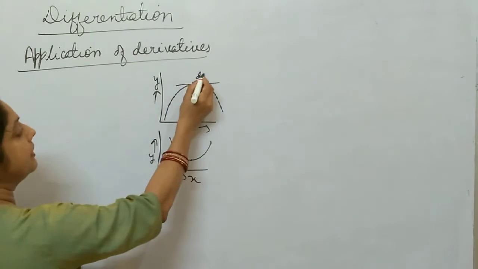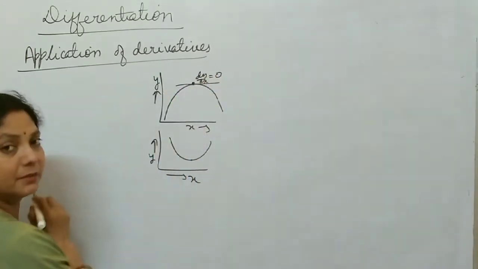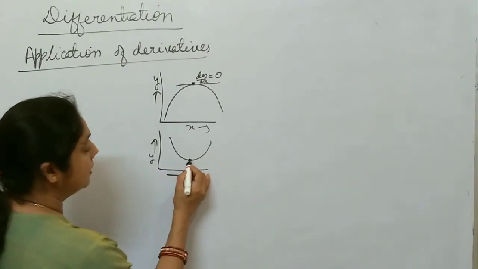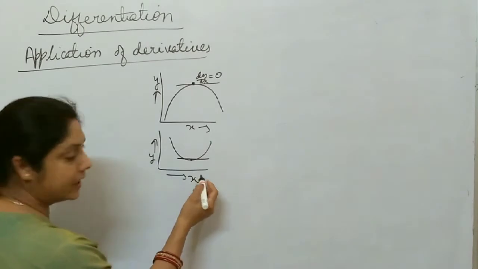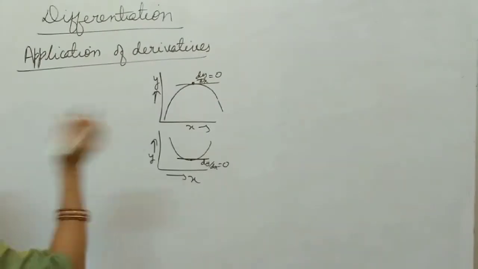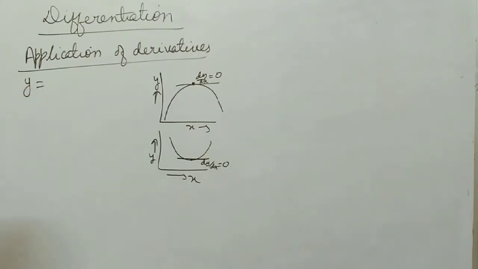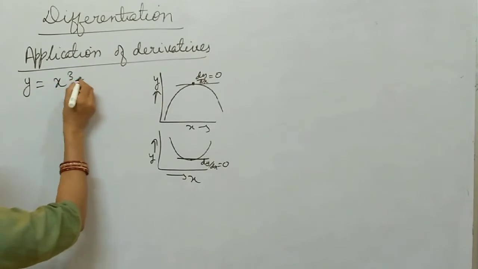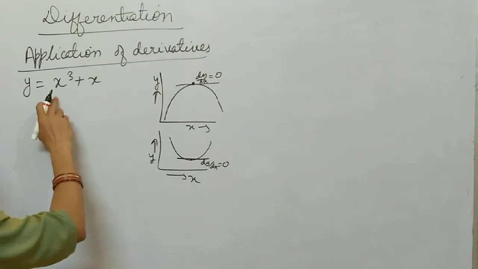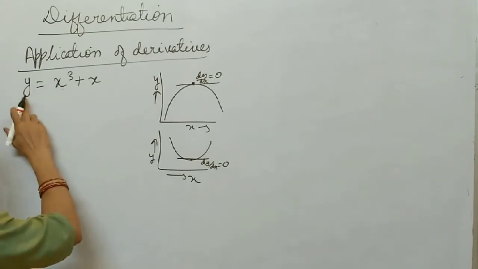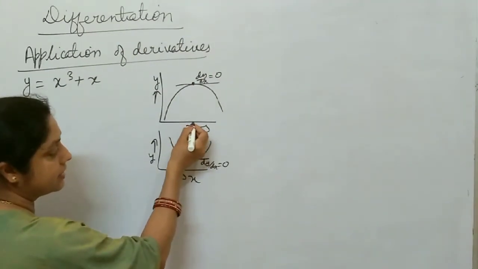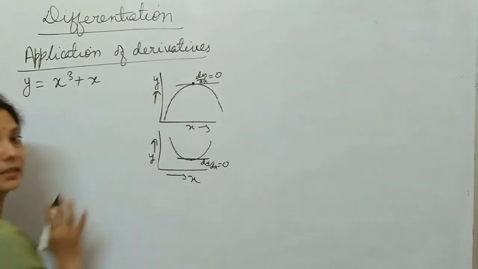It means dy by dx is what? dy by dx is nothing but slope. Its geometrical meaning I already told. Here again at this minimum point, if you draw one tangent, it becomes parallel to the x-axis. Here again the slope is 0. It means dy by dx is 0. So suppose y is given, let it be x cube plus x, and you have to find the value of x at which this y is maximum or minimum.